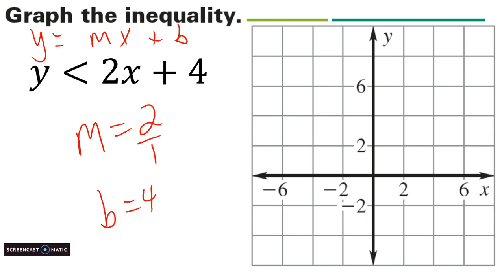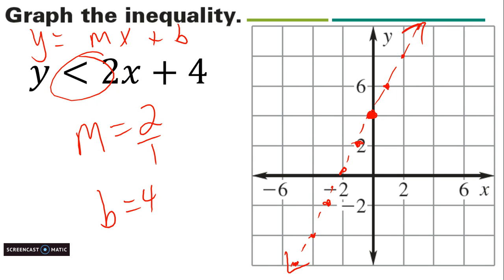So I go over here and I start at 4, a y-intercept of 4. And then it's going up 2 and over 1, up 2 over 1, up 2 over 1, down 2 over 1. And you can graph as many of those points as you want before you try and graph it. It's less than, so we're going to use a dashed line because it's not equal to. So there's my y equals 2x plus 4 boundary line.